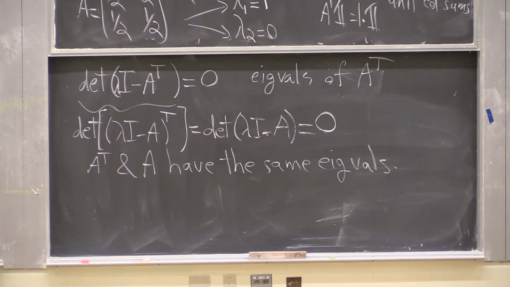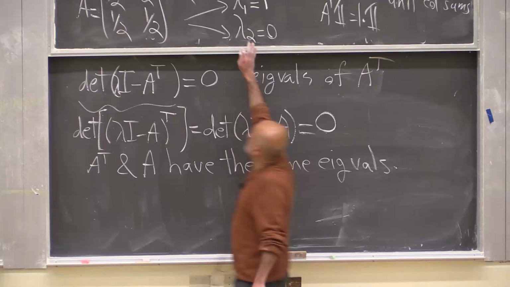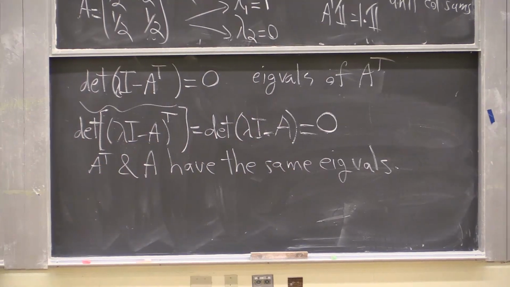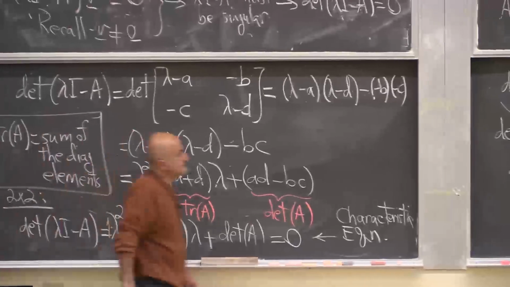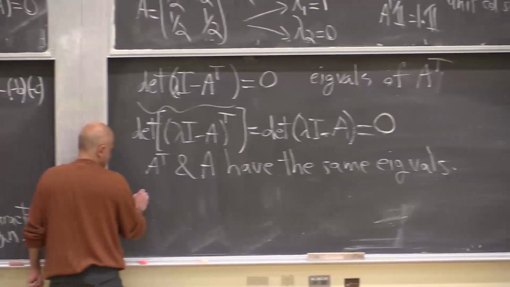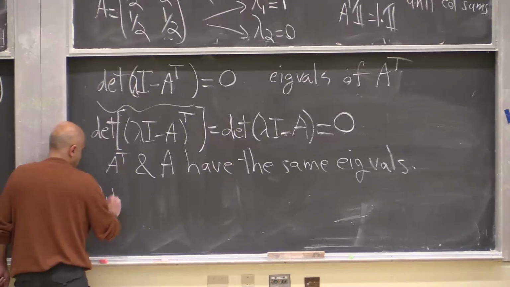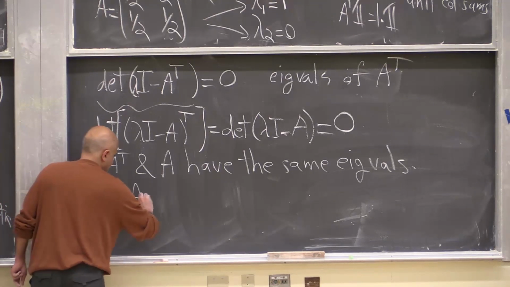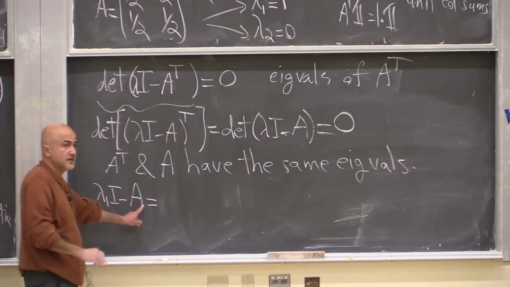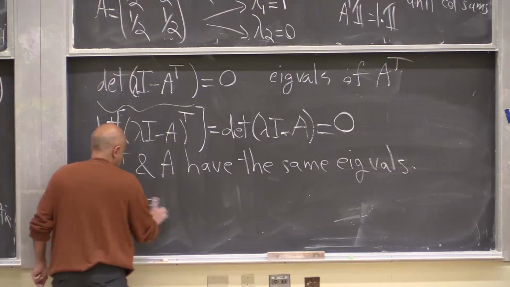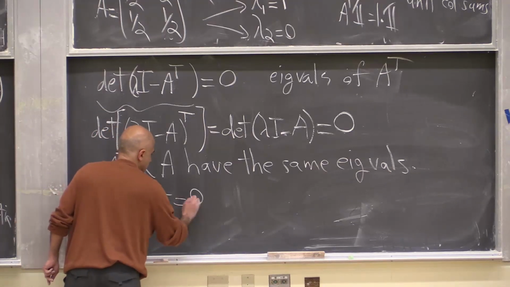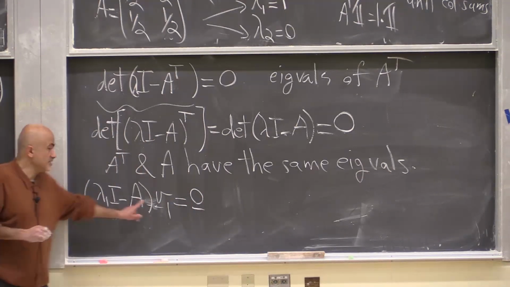Okay. So A and A transpose have the same eigenvalues. I found the eigenvalues by exploiting this quadratic formula. How do I find the eigenvectors? Well, I plug each eigenvalue into this expression, and I know that the corresponding eigenvector is in the null space of this matrix.